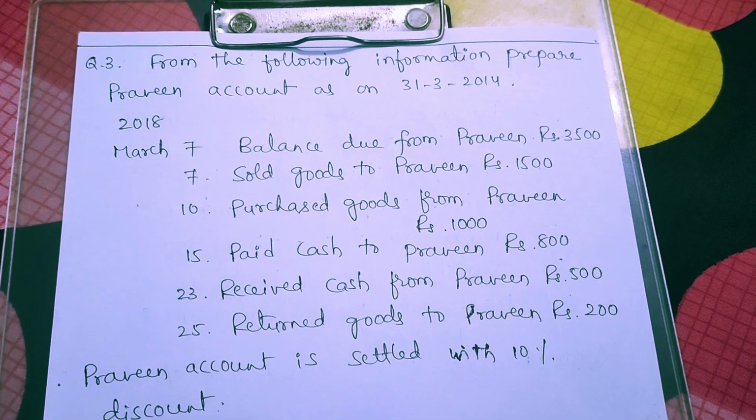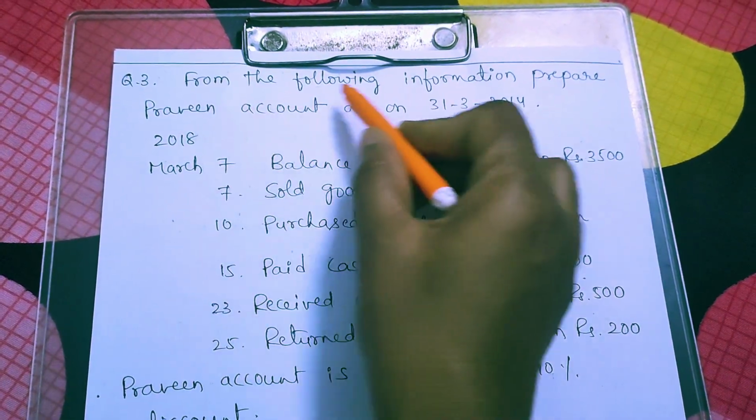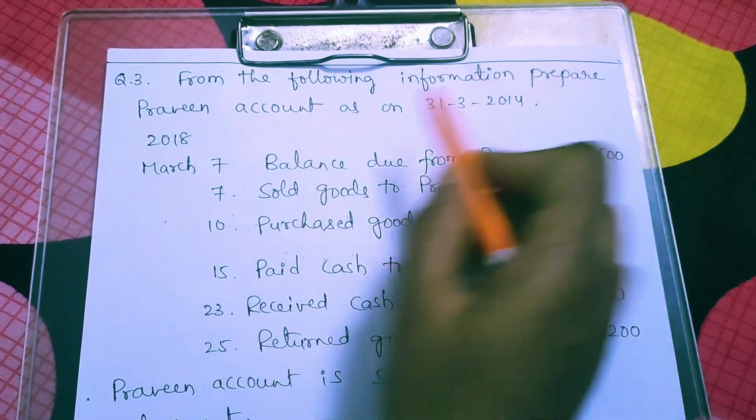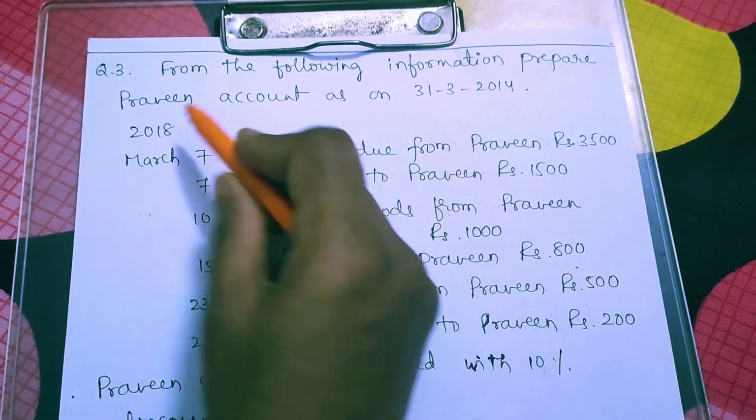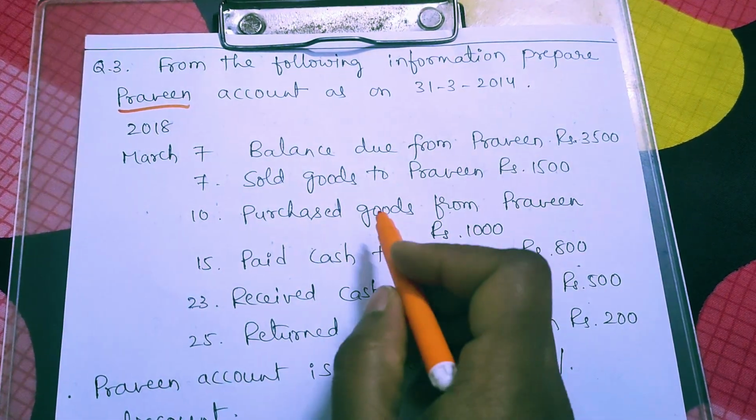Let me discuss the next question. So let me read the next one. From the following information, prepare Praveen account. So they are asking us to prepare Praveen account. This is a personal ledger account.